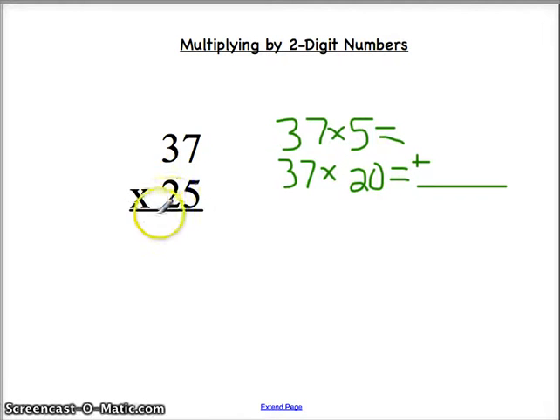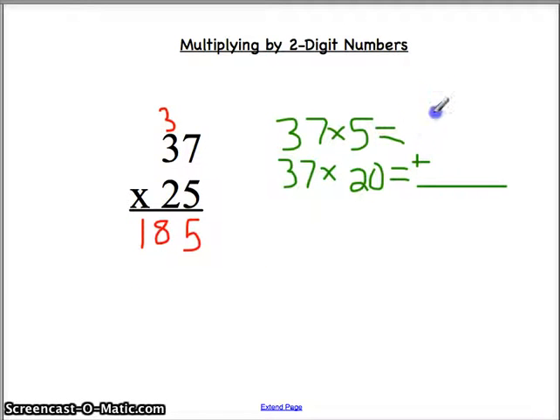If you're actually working this on your page, you could even cover up that 2 with your finger. That might help you to pay no attention to that 2 right now. We're just paying attention to the 5 right now. 5 times 7 is 35. I'm going to regroup and bring my 3 to the top. 3 times 5 is 15, plus 3 more is 18. So what we've done so far is multiply 37 times 5, and our product was 185.